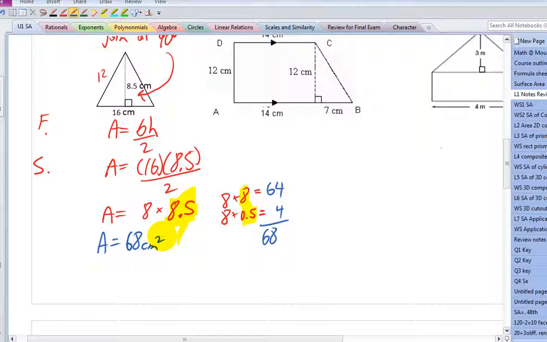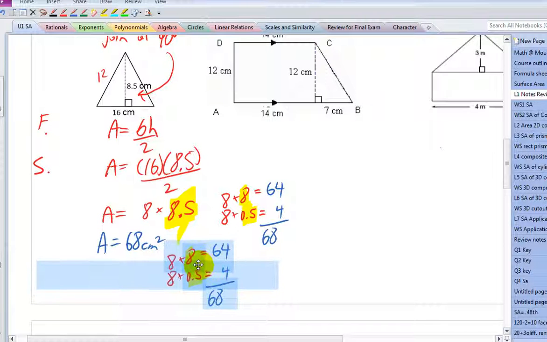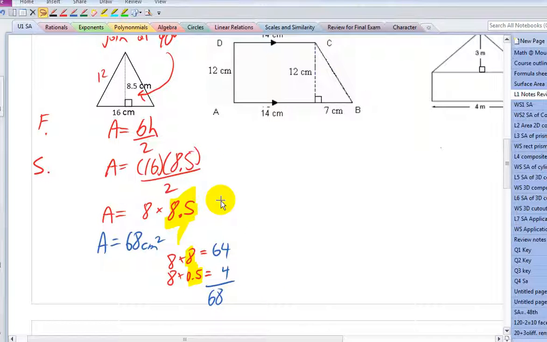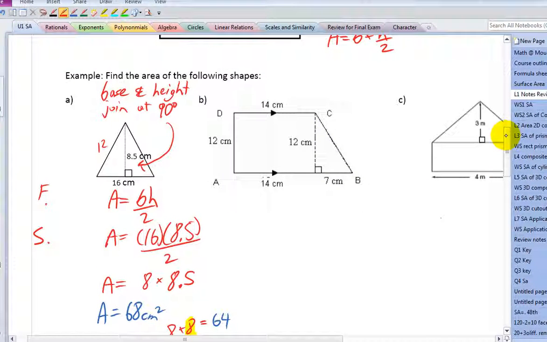Could you just use your calculator? Yeah. It's not as fun. Oh, quit whining about it. It's just a little math.